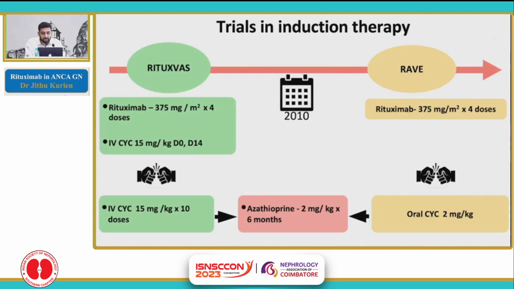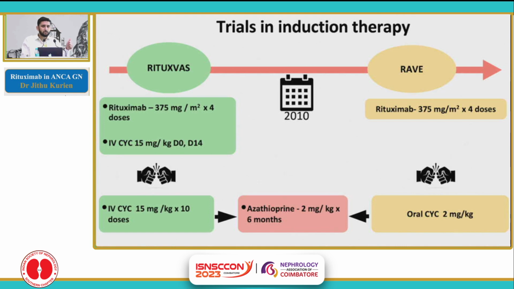Now we all know that the face of ANCA vasculitis treatment was changed with the introduction of cyclophosphamide. But that was not enough for the scientific community. They went on searching for another drug which could be as efficacious as cyclophosphamide with fewer side effects. And that search led to Rituximab. So the trials of Rituximab have to be divided into trials with respect to induction and trials with respect to maintenance. There are two trials in the induction. One is the RITUXVAS trial and the second is the RAVE trial.